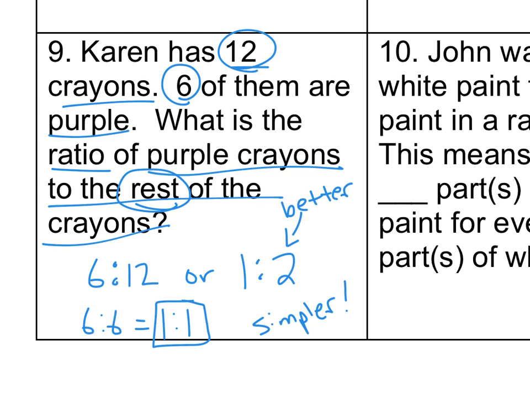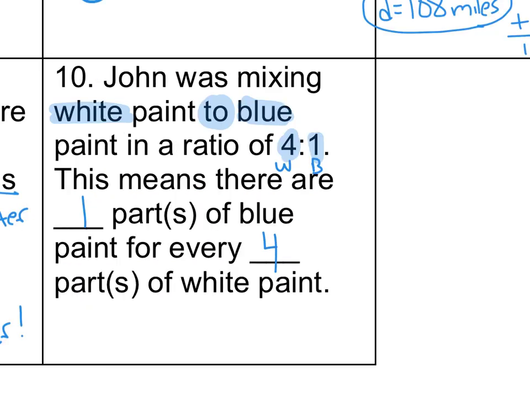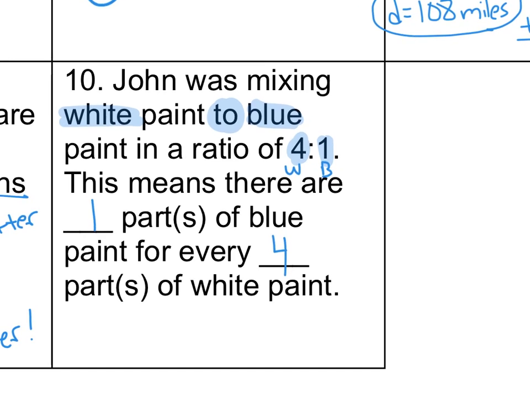Ooh, number 9. This is a good one. I want to hear something about it. I like questions like 10 because they try to trick you. This one intentionally words things to see if you're taking your time and paying attention. So we are mixing white to blue paint at 4 to 1. So white has to be 4 because white comes first, 4 comes first. And blue has to be 1. So that means there's 4 parts of white, 1 part of blue.